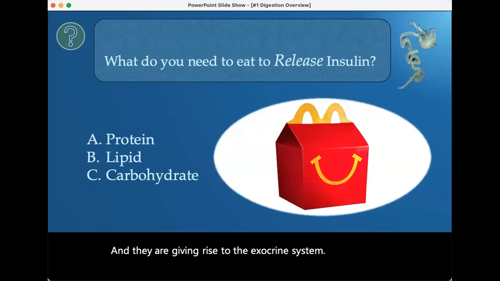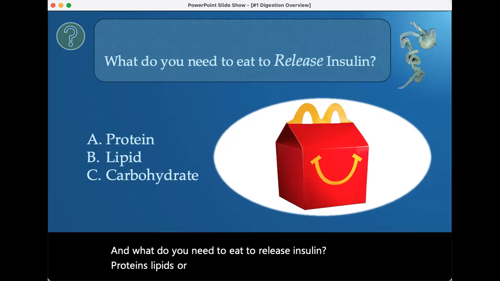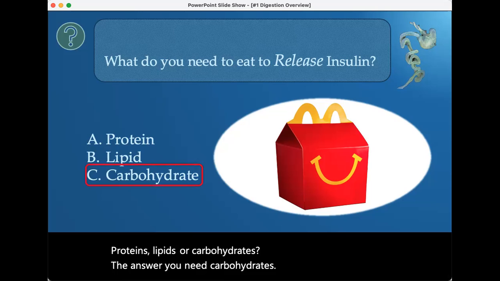Okay, so we said protein is needed to build insulin out of amino acids. And what do you need to eat to release insulin? Proteins, lipids, or carbohydrates? The answer: you need carbohydrates to release insulin.